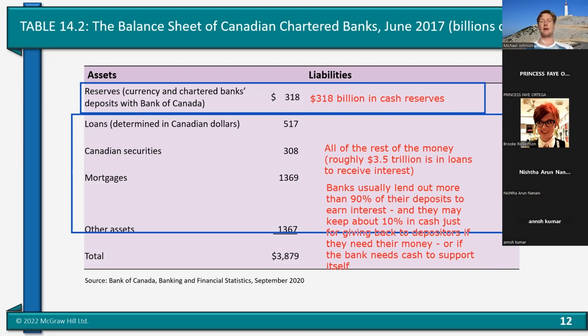They have been lending more than 95% and keeping less than 5% in cash reserves. So that can be a risk, because the bank may not have enough cash to fund withdrawals by depositors or to fund their bank operations.